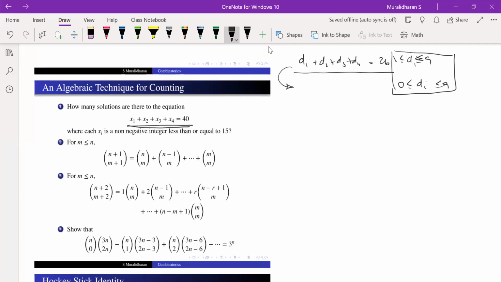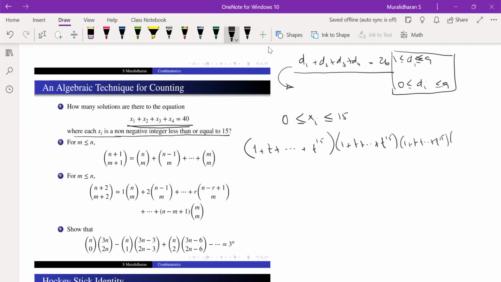So how many solutions are there to the equation x1 plus x2 plus x3 plus x4 equal to 40, where each xi is a non-negative integer less than or equal to 15? So what I have here is 0 less than or equal to xi less than or equal to 15. Okay, so I want the number of solutions to this one. So what I need is that I can write it as 1 plus t etc. up to t power 15, into 1 plus t etc. up to t power 15, and again 1 plus t etc. up to t power 15, into 1 plus t etc. up to t power 15.